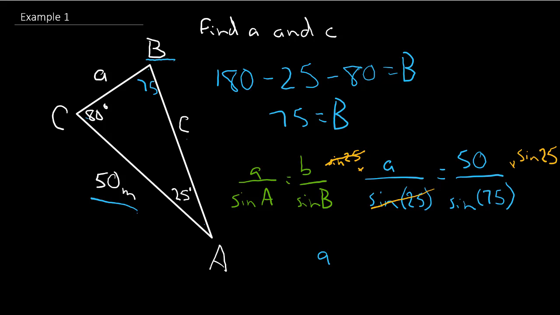So really, I have A is equal to 50 over sine 75 times sine 25. Well, how does that look when we try to enter it into a calculator?